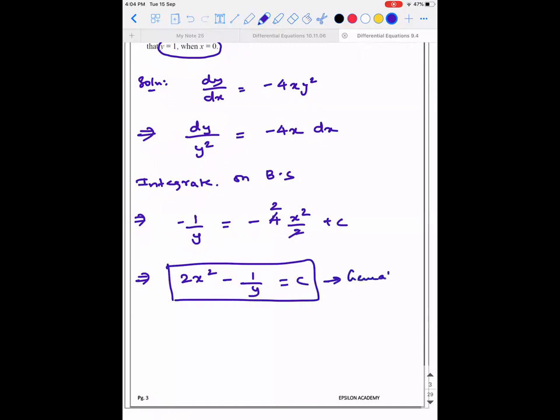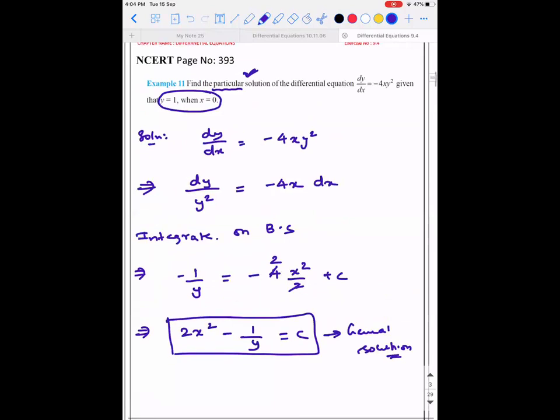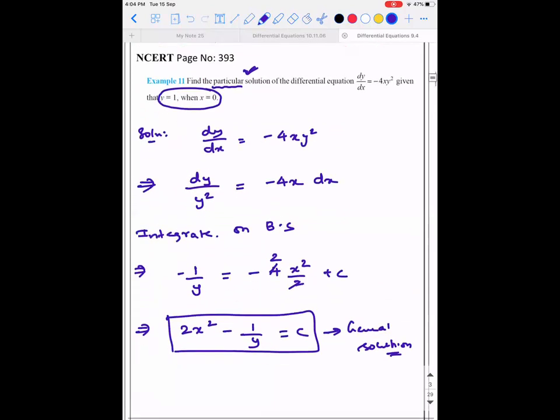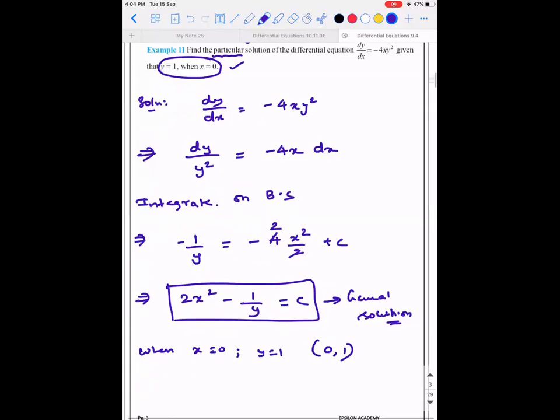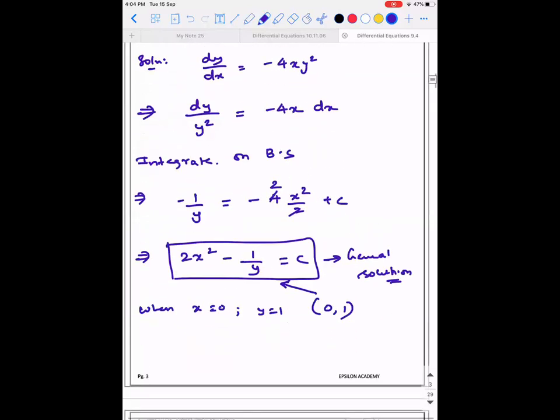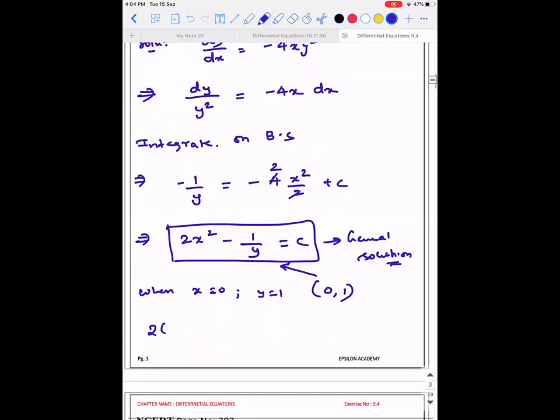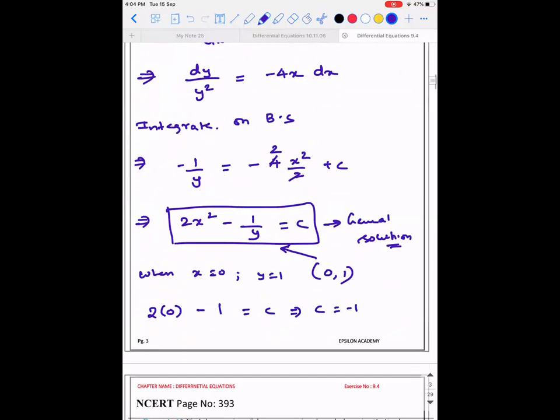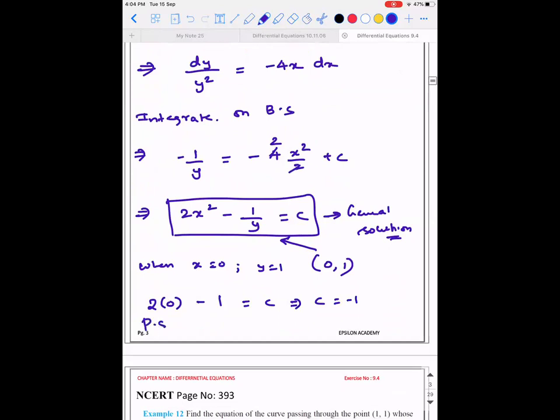But what have they told? They don't need the general solution. They need the particular solution. So for that, what have they given? When x is 0, y is 1, meaning the coordinates of the given point are 0, 1. When you substitute 0, 1 in this, what do you get? 2 into 0 minus 1 is equal to c, which implies c is minus 1. So what will be the required particular solution? The particular solution that is required is 2x square minus 1 by y is equal to minus 1.